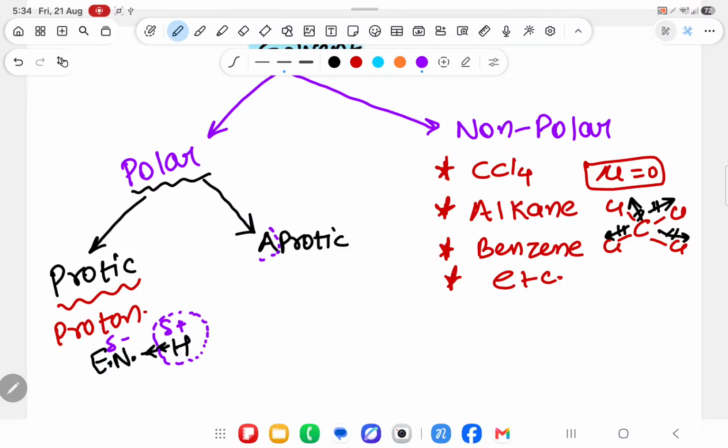Aprotic: A means absence. It means there is a substance in which an electronegative atom is there, and with that electronegative atom no hydrogen is present. So if the electronegative atom contains hydrogen, that is polar protic. If the electronegative atom does not contain hydrogen, polar aprotic. Non-polar is where there is no polarity; delta plus and delta minus are not created, and that is known as a non-polar compound.